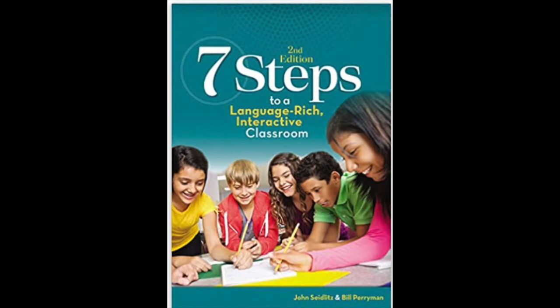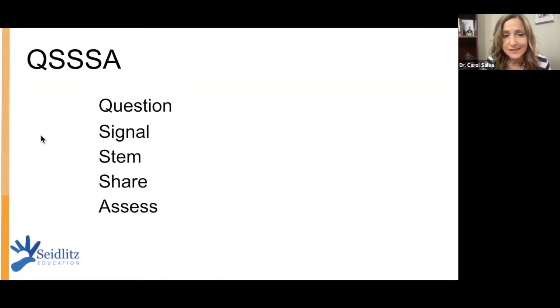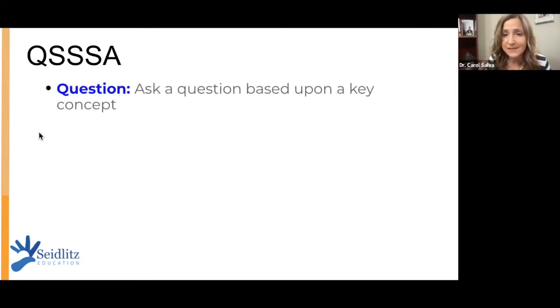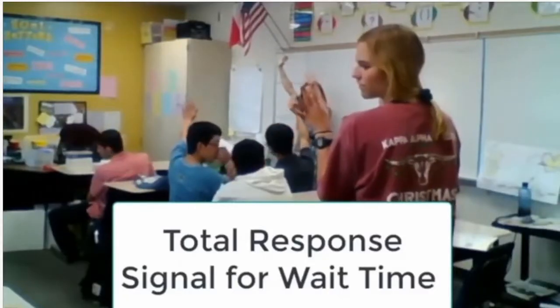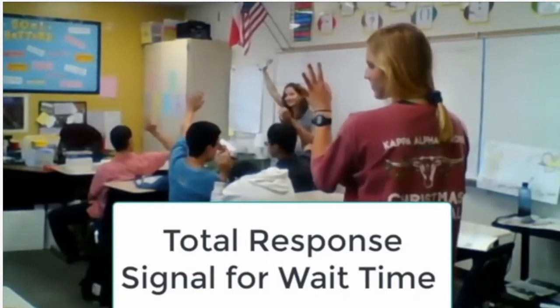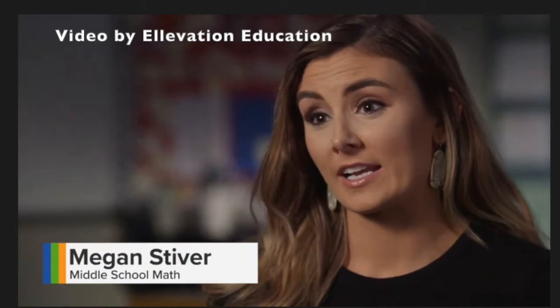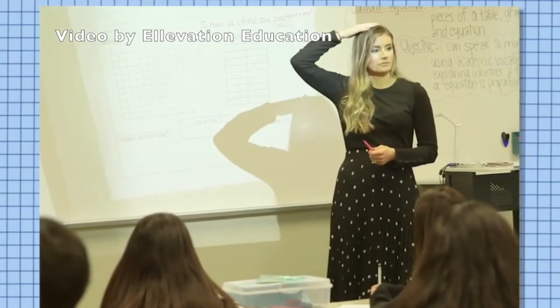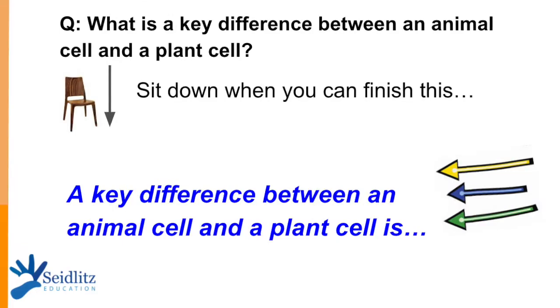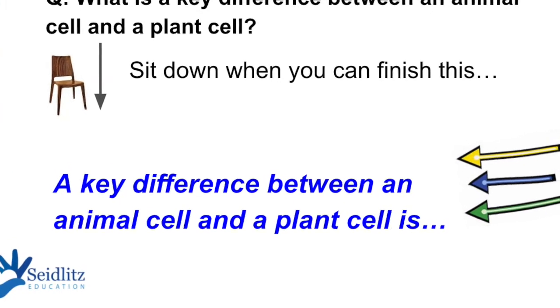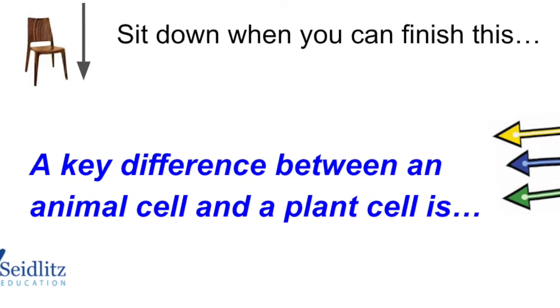Let me go through a little bit of what we mean by question, signal, STEM, share, assess. When we have students turn and talk, we know we get big gains from that. So the first thing is just ask a question based on a key concept. This is what you're teaching that day. You've planned a question, and when you ask that question, the first S stands for signal. So we're going to provide a way for students to tell us they're ready, to indicate readiness. This is wait time. So put your hand on your head, show me a thumbs up. Okay, everybody sit down when you can complete this sentence stem.